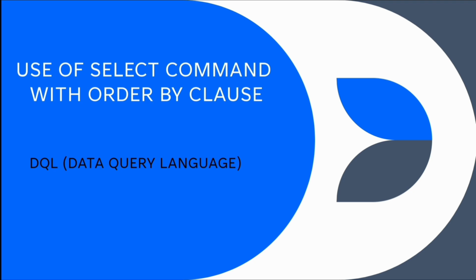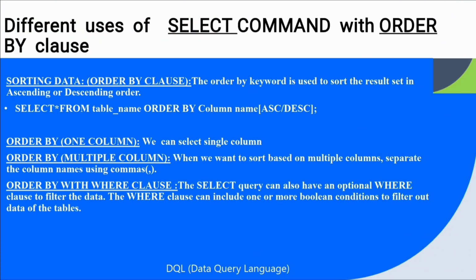Our next topic will be the select command with the order by clause. Before we go into our actual topic, we have to know what the order by clause is. Order by clause means sorting data. Sorting is a process of organizing data into a meaningful order to analyze it more efficiently. The order by keyword is used to sort the result set in ascending or descending order.